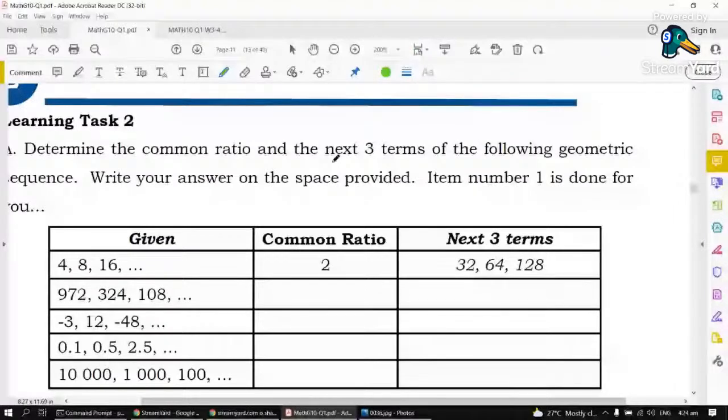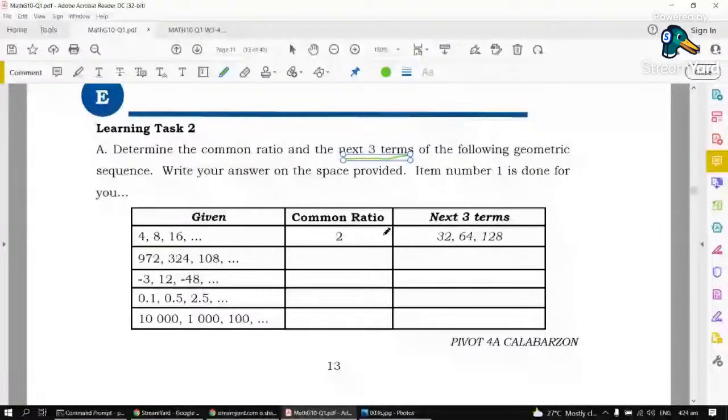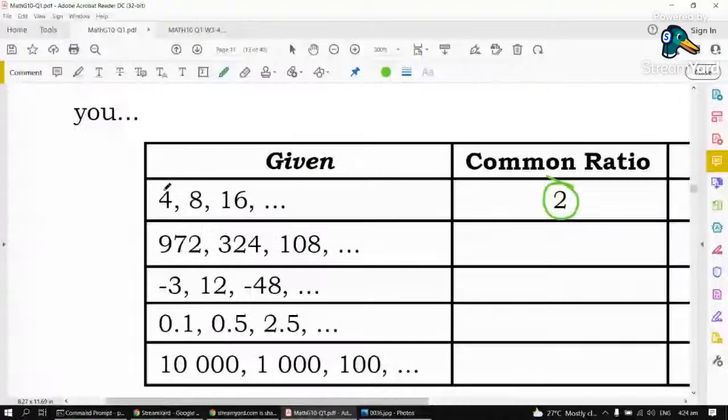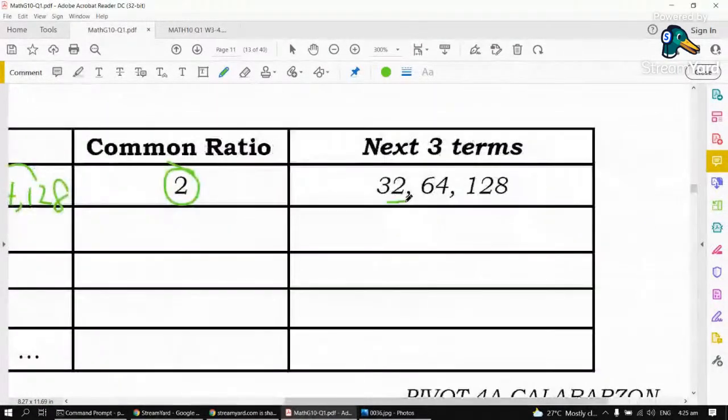So, yung number 1 is ginawa na sa atin. Ang common ratio is 2. So, simula sa 4, 4 times 2 is 8. 8 times 2 is 16. 16 times 2 is 32. 32 times 2 is 64. And 64 times 2 is 128. So, meron tayong 32, 64, and 128.